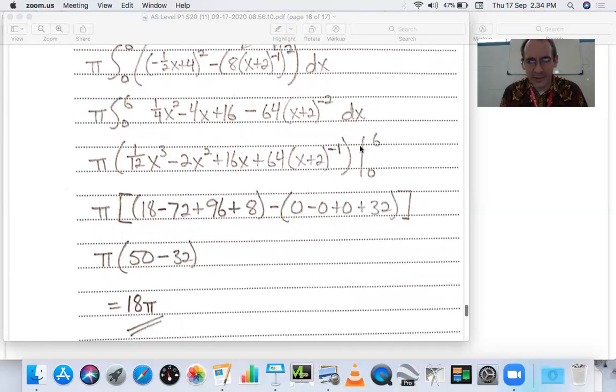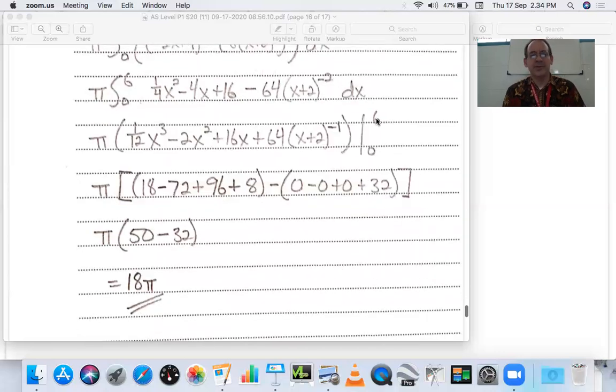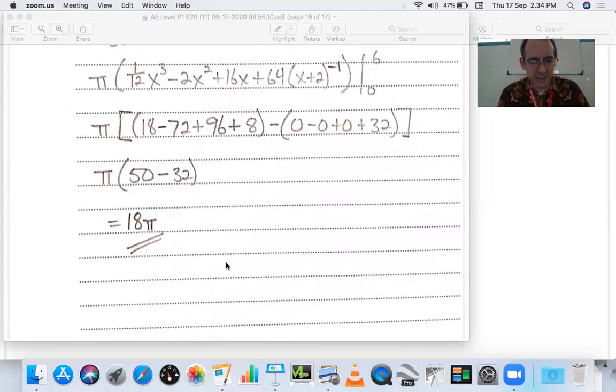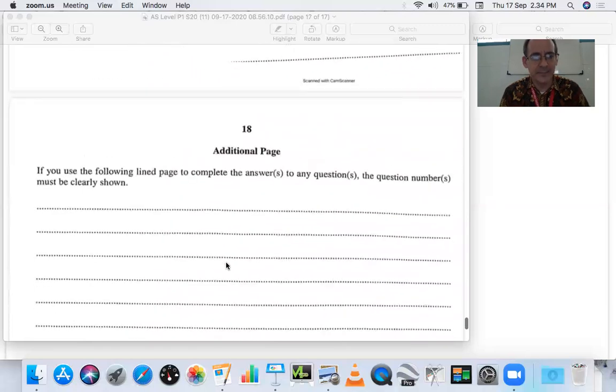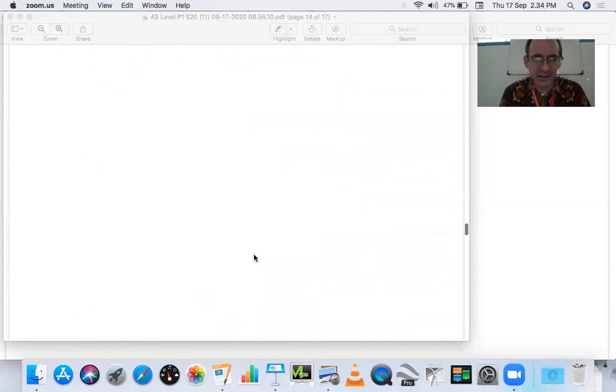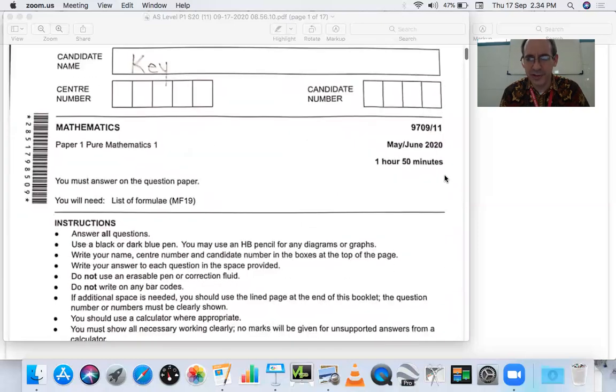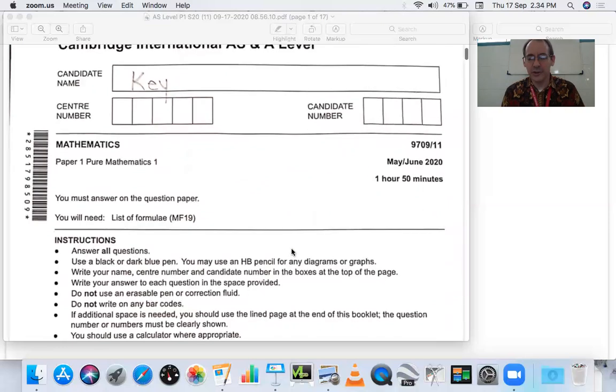Now we evaluate from 6 to 0. Don't forget top minus bottom. So we plug in the 6, we get these numbers, minus, we plug in the 0, we get these numbers, which gives us pi times 50 minus 32, which is a total of 18 pi. And that is the end of our Pure Maths 1 May-June 2020 series, paper 11 for the new syllabus cycle.